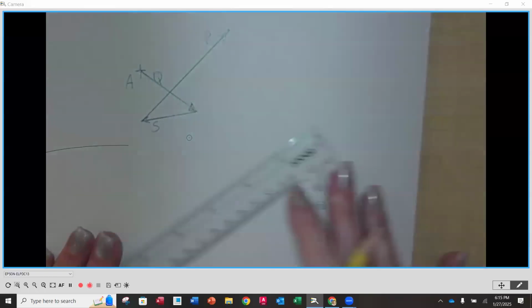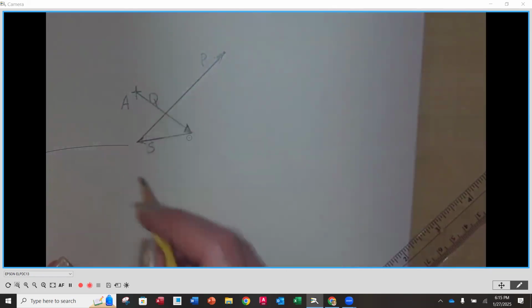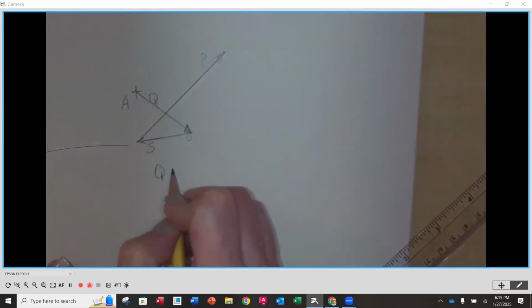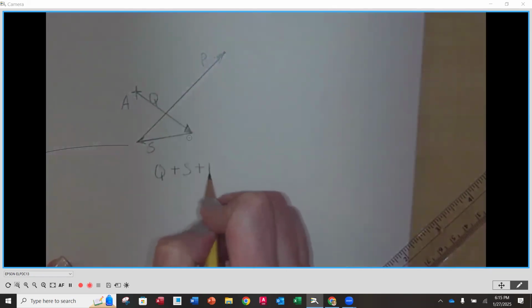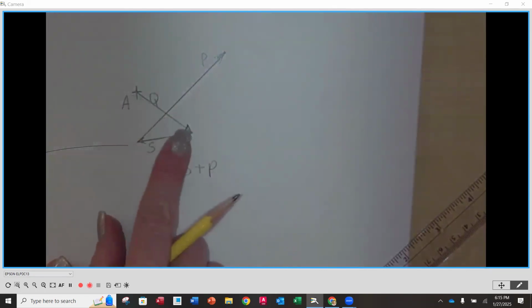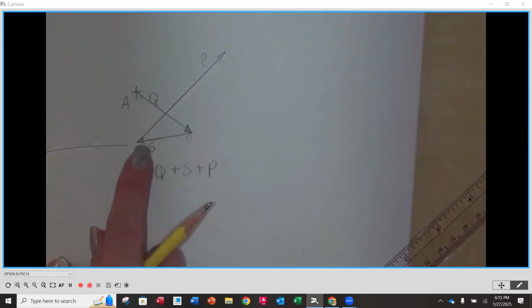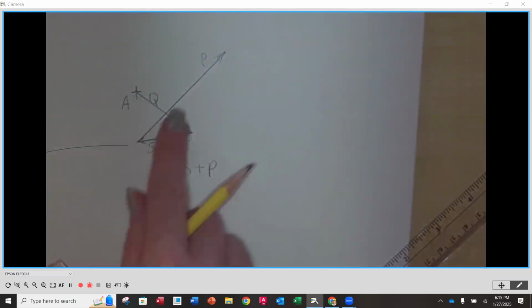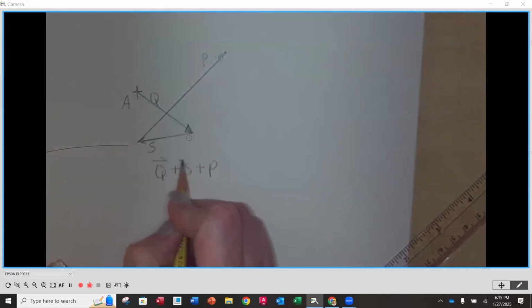Okay, this is P. So the equation for these three forces would be Q plus S plus P, because I started at my origin with Q. That was my first one. S went at the endpoint of Q, and then P went to the endpoint of S, and I would put my vector symbol above each one of those. Now, this is a vector equation, so it needs an equal sign and a right side.